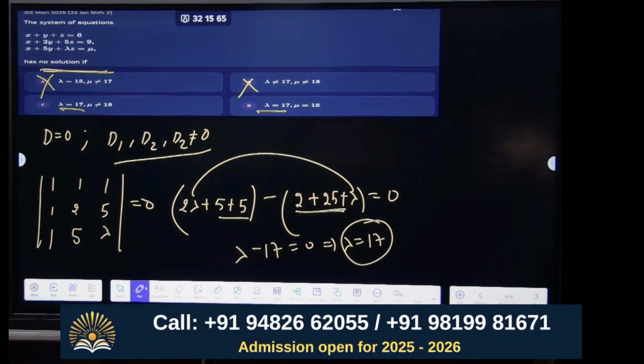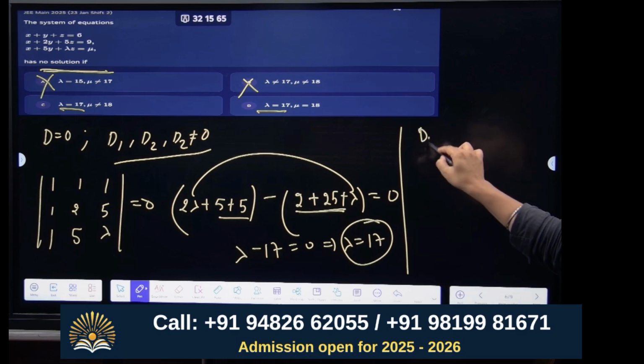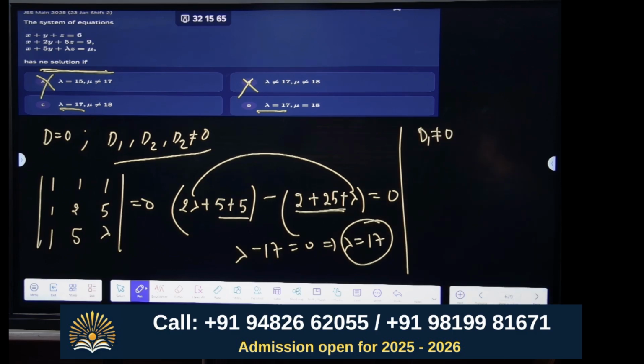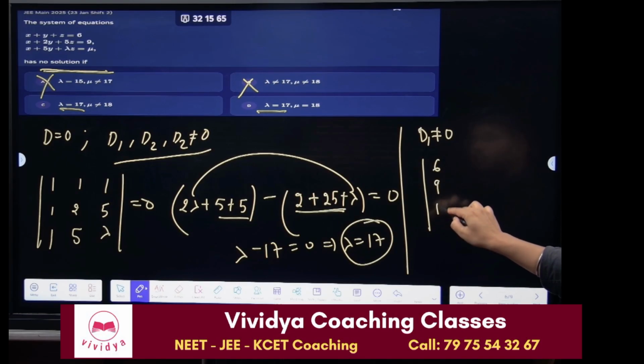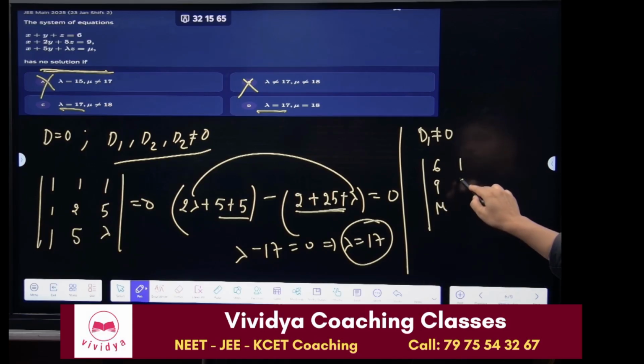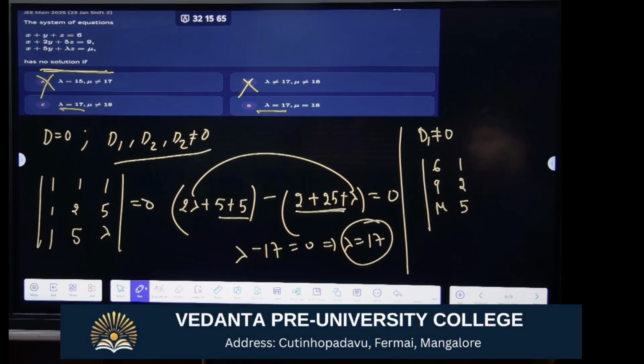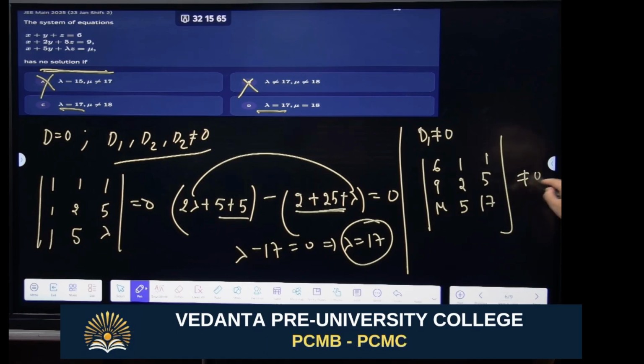Now since it has no solution, any of d1, d2, d3 will not be equal to 0. So put any one not equal to 0 and then check what value of mu comes. If I find d1, it is 6, 9, mu; 1, 2, 5; and the third is 1, 5, lambda. The lambda value is given as 17 here because we found the value of lambda. This should not be equal to 0.